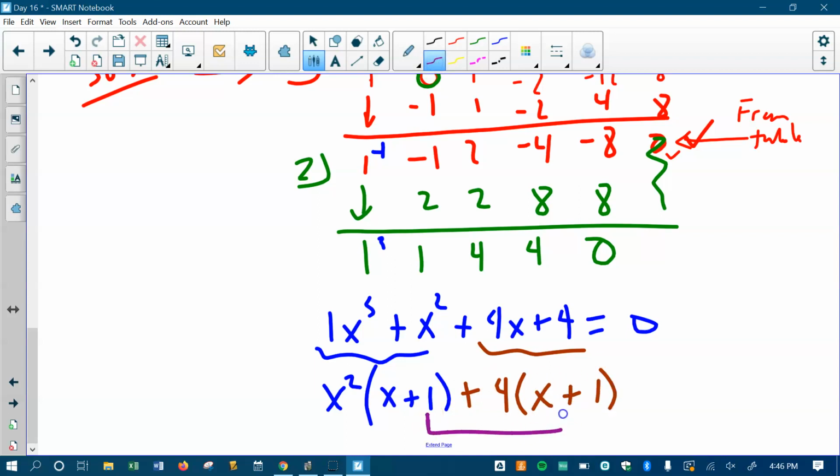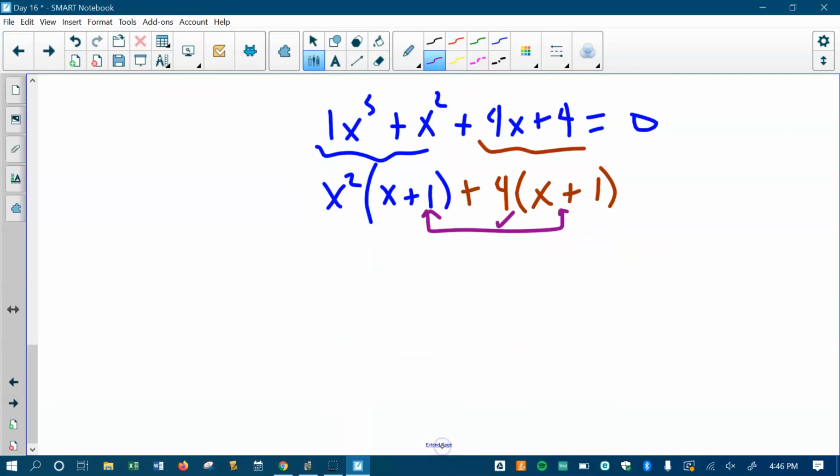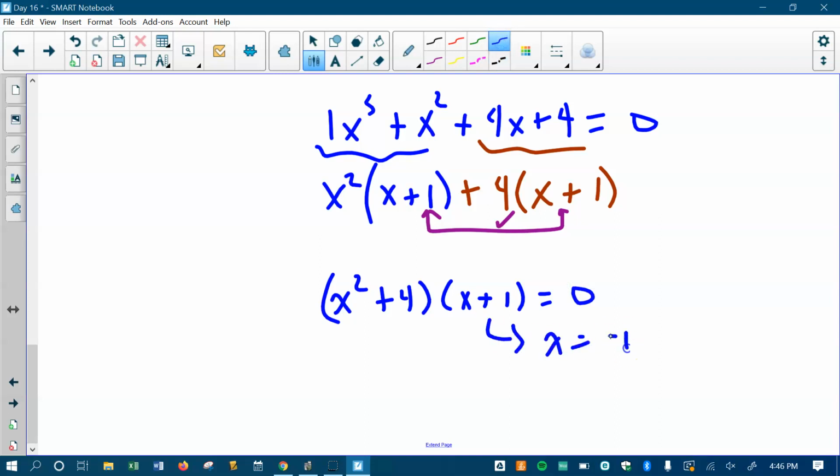These match. So now I can keep going and I can say x squared plus 4 and x plus 1 equals 0, which means that my blue will give me x equals negative 1. This one was something that we missed on the test quite a bit, so I'll show the work for it.